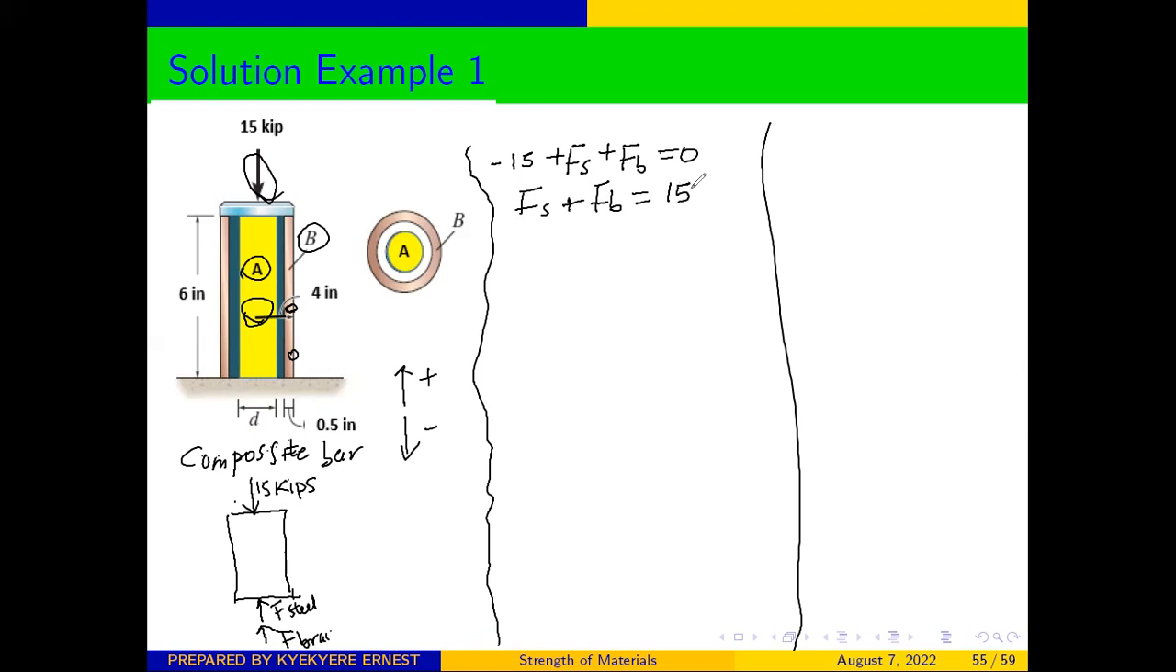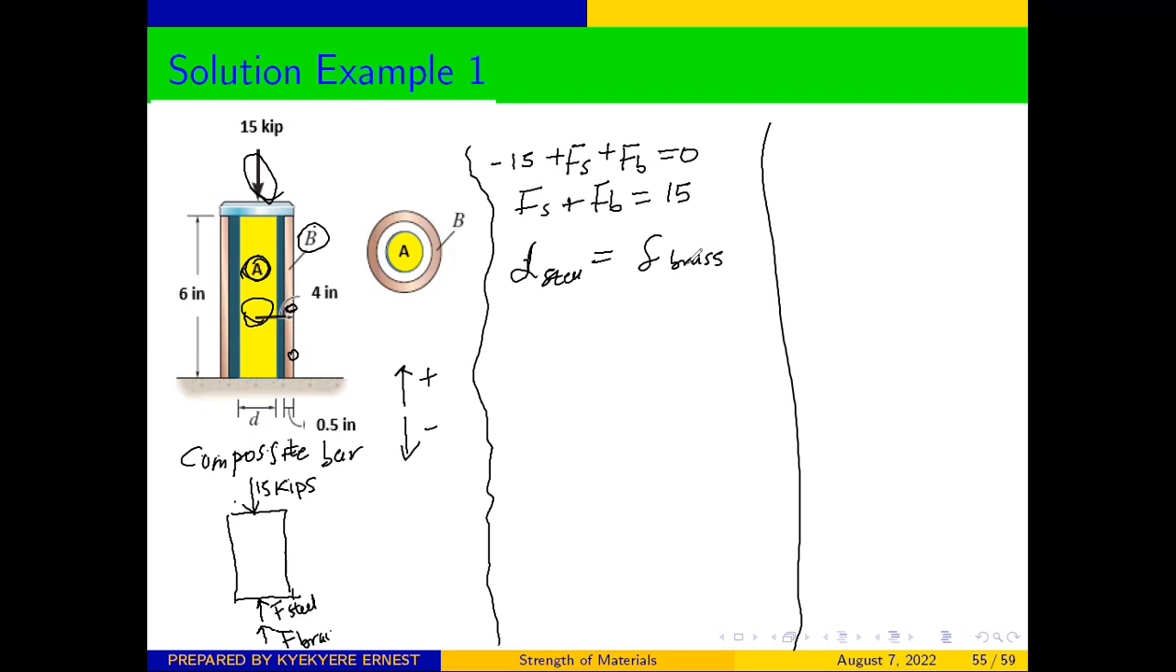Once we have done that, because we have a composite bar, we know that the deformation in portion A should be equal to the deformation in portion B. That is going to be our assumption. So we can say that the deformation in the steel material should be equal to the deformation in the brass.